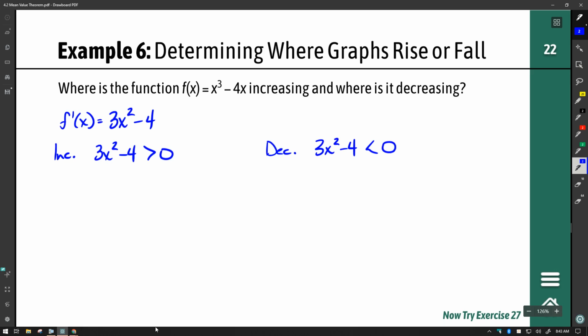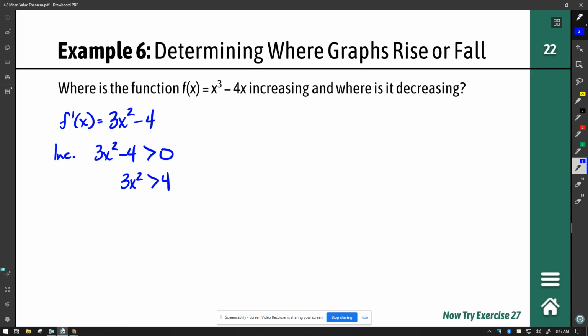So let's go through and solve these. First we would want to add 4 to both sides. That gives us 3x squared is greater than 4. Then divide both sides by 3. So now we have x squared is greater than 4/3. Once we take a square root of both sides and factor in that we are introducing that square root, we need a plus or minus, and we end up with this solution works if x is less than negative square root of 4/3 or x is greater than the square root of positive 4/3.